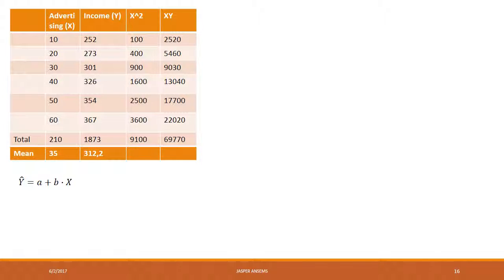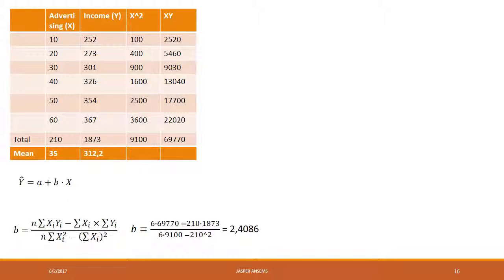So for the first row, 10 to the power of 2 is 100. And in the last column we take x times y. So 10 times 252 is 2520. We add those numbers up and we get a total and a mean for x and y. So now we can fill out B. This is the formula of B.